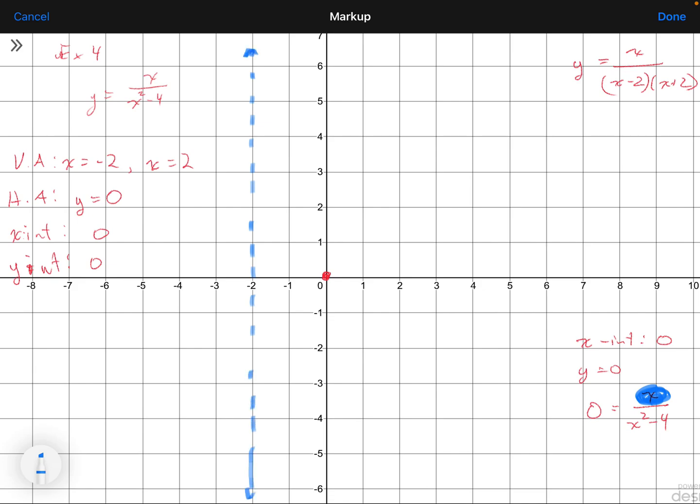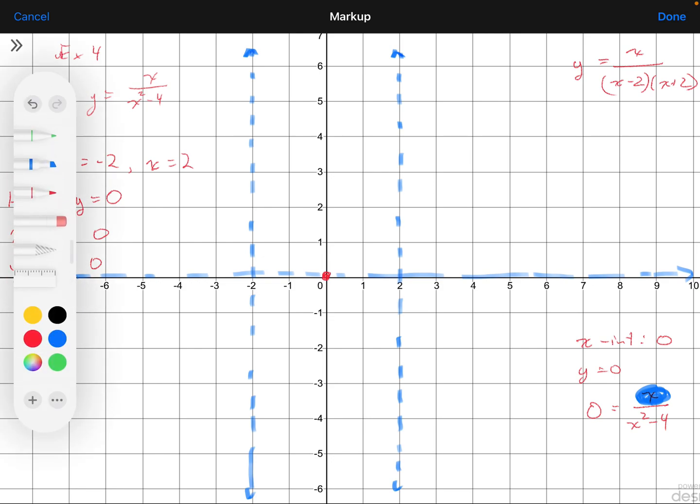But I'm just going to draw my asymptotes. There we are. There's one asymptote. It has to be dotted. Otherwise, you're losing marks. I'm going to draw my other vertical asymptote at x is equal to 2. It has to be dotted. Otherwise, you're going to lose marks. Also, your horizontal asymptote has to be dotted. Otherwise, you're losing marks. Okay, good. I'm glad we all understand that.